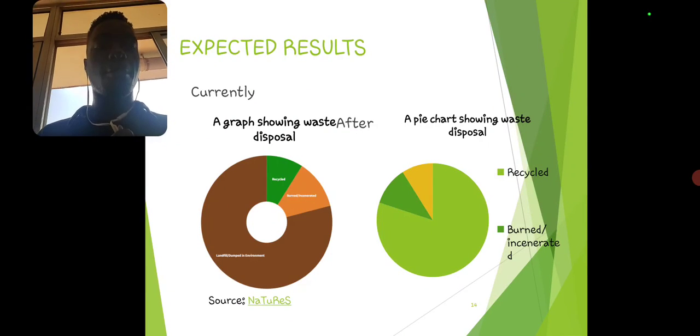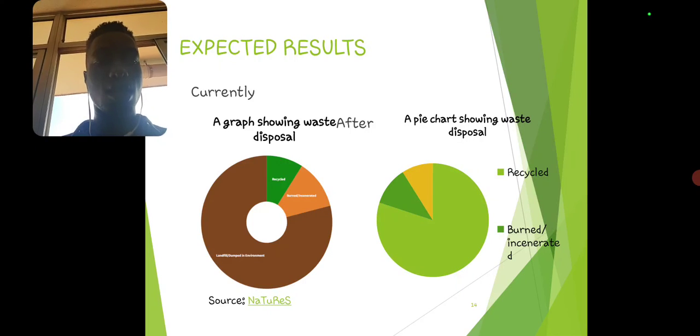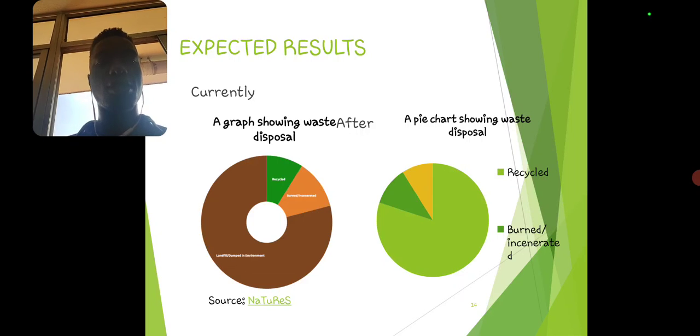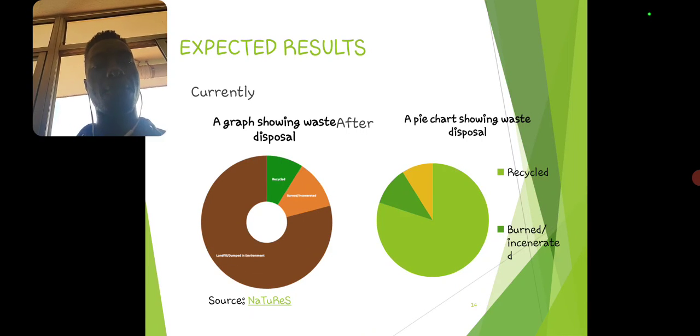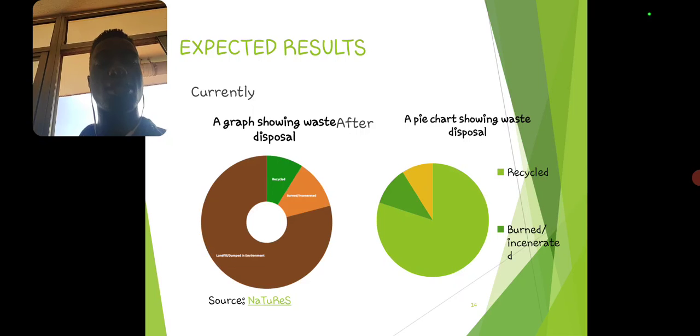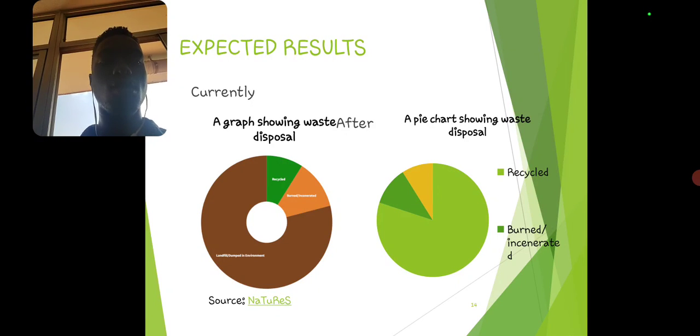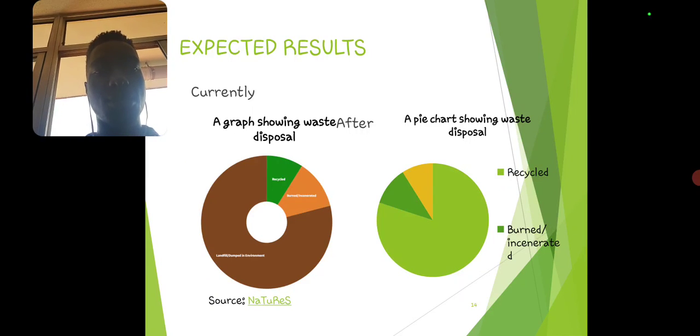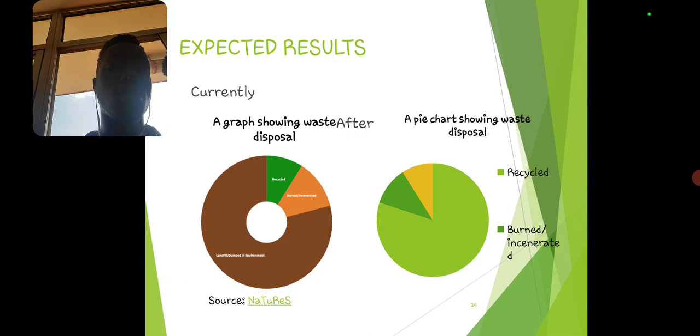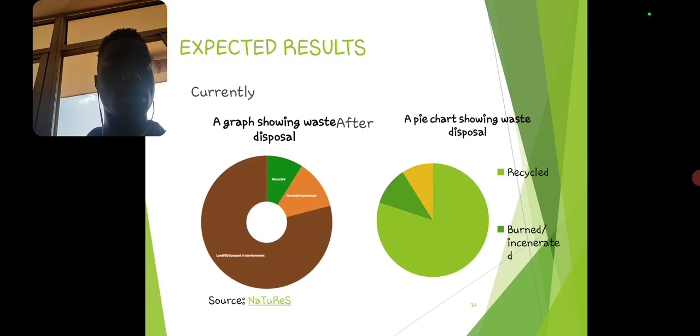Yeah, and this is the pie chart. The first one is the current, showing the amount of plastic waste that is being recycled, which is actually very low. The biggest share is disposed of in the environment and the other is burned. But this is what we want to achieve in the future, that most of the plastic waste will be recycled.